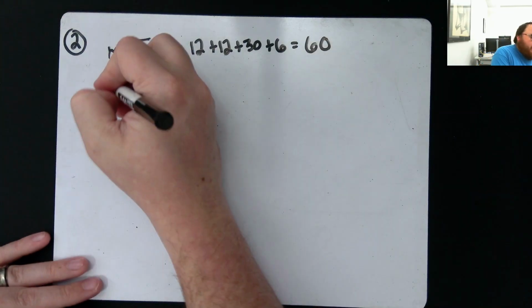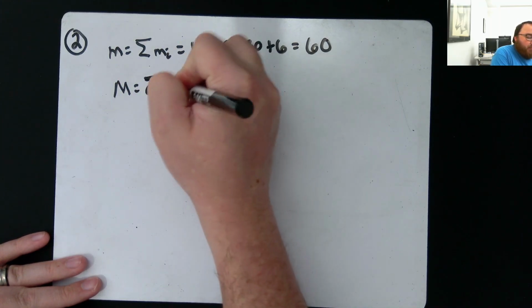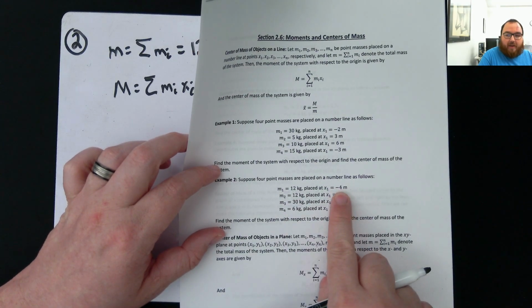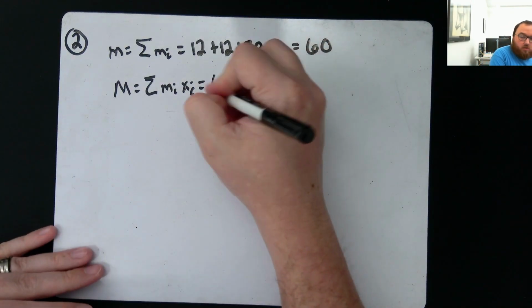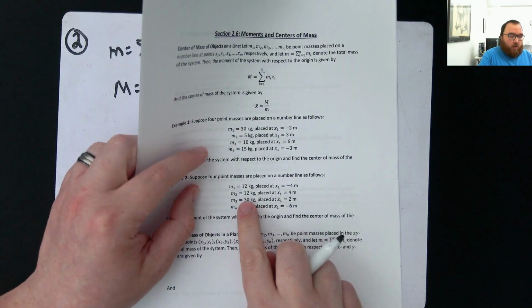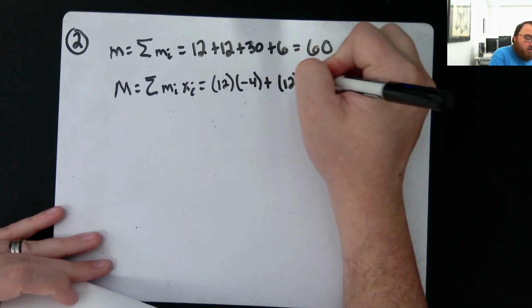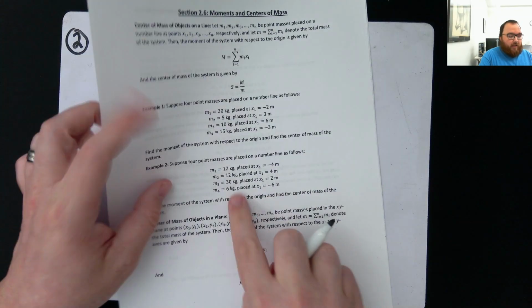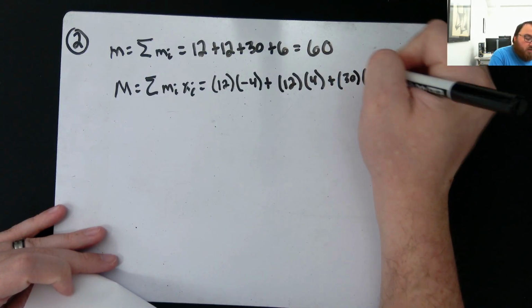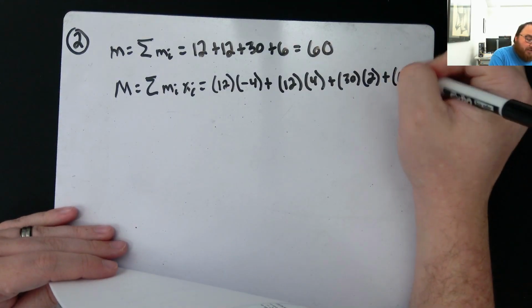And then the moment is going to be the sum of the masses times where the point is. So the first one is 12 at -4. And then 12 at 4. So 12 times 4. And then 30 at 2. And then 6 at -6.